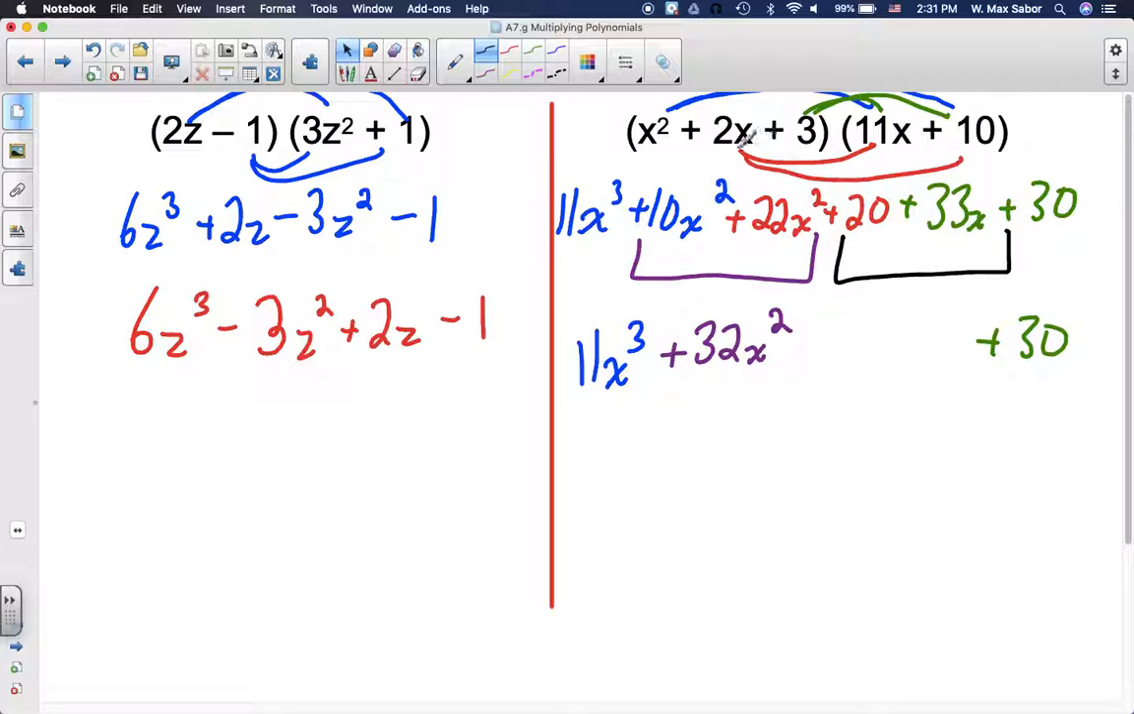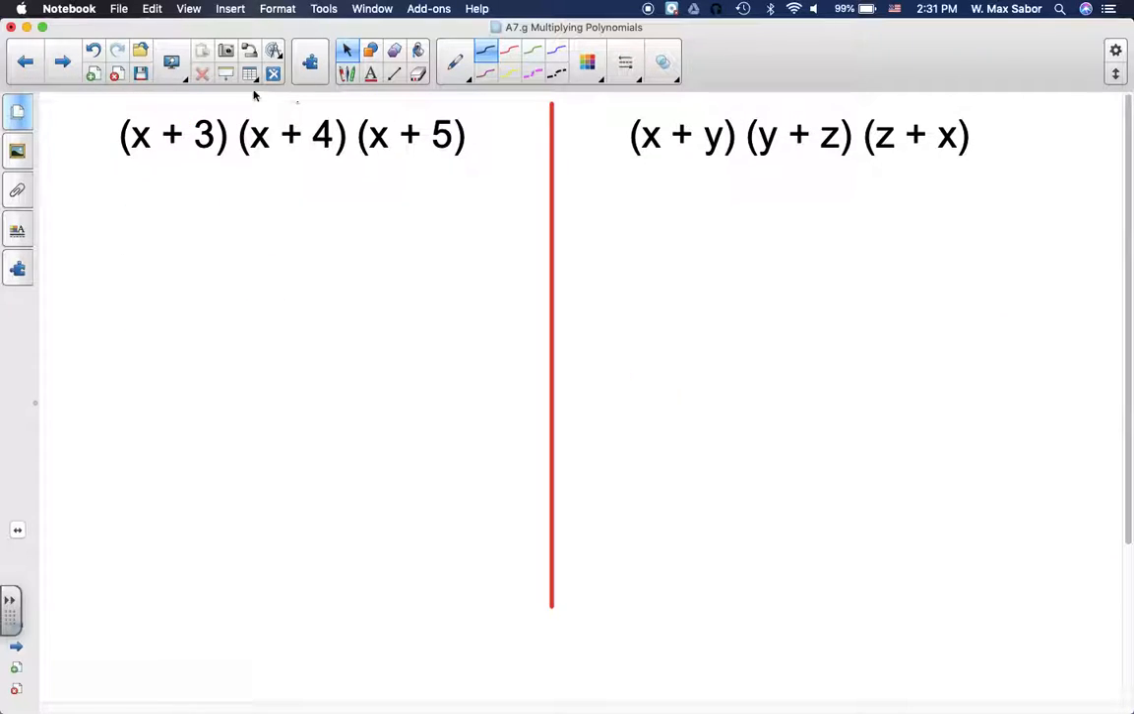I just realized I made a mistake. When I did 2x times 10, that should be 20x. I already knew that, so I drew this as like terms, but just be careful about that. And then 20x plus 33x is 53x. All right. So more like that.